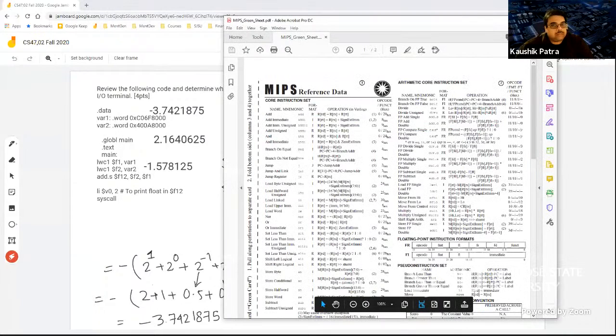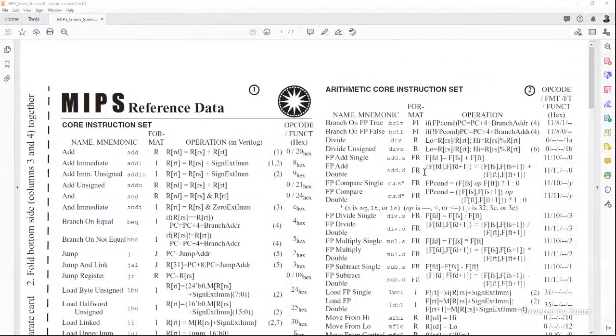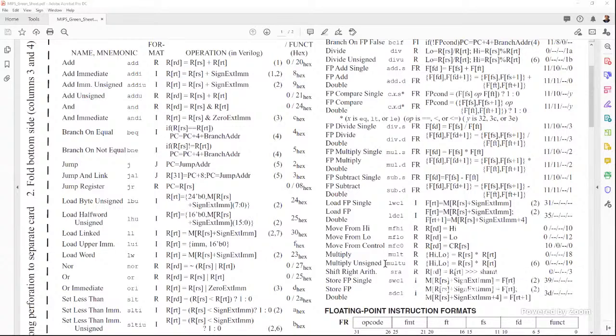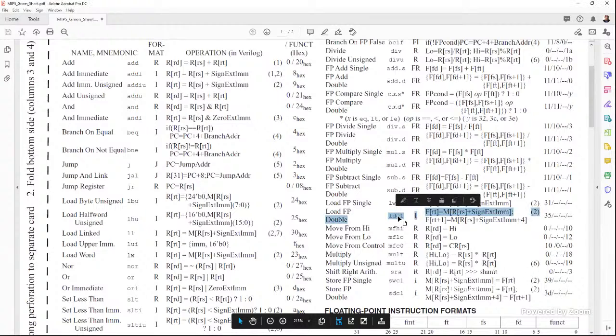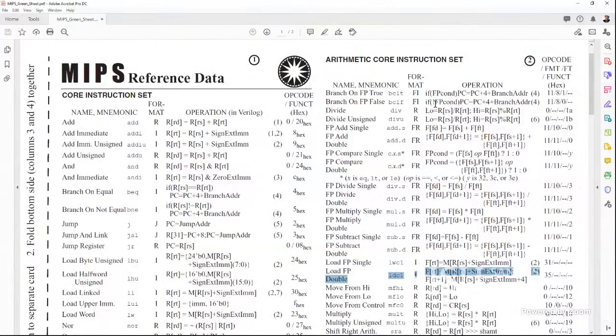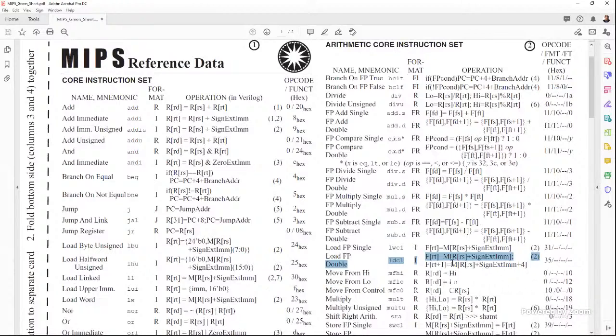Okay, so here's a MIPS green sheet. Is there anything special for the double word? Let's see. LD, yeah, load FP, so it would be LDC1. In that case, you will be loading 64 bits into successive registers, so F1, F2 would be loaded, or let me see, yeah, FRT and FRT plus 1.